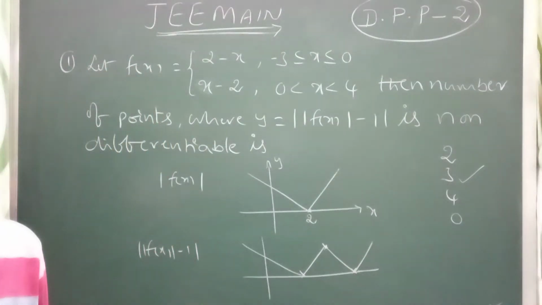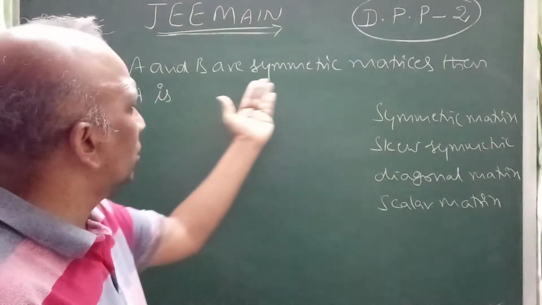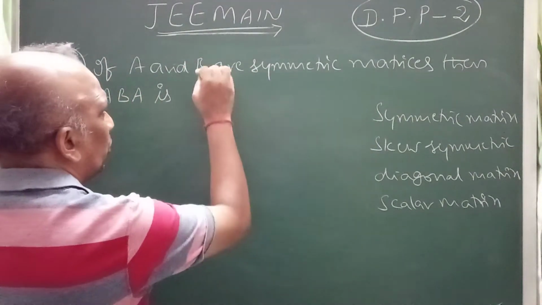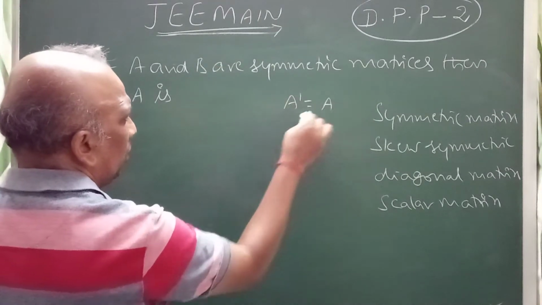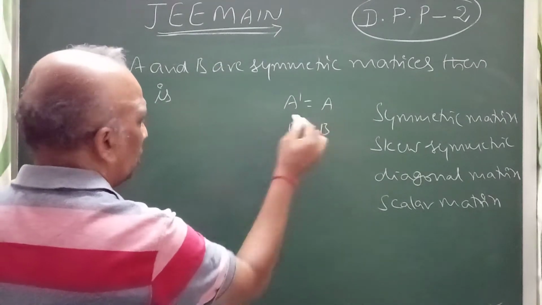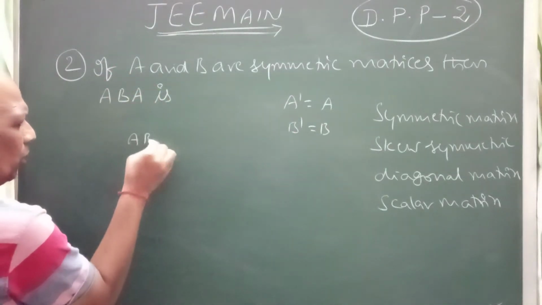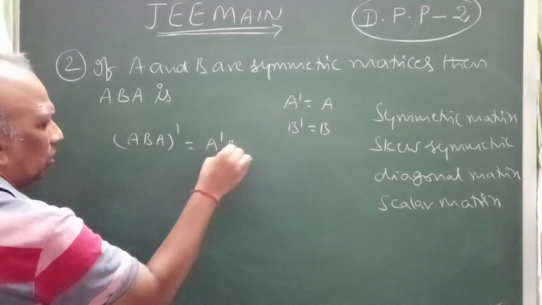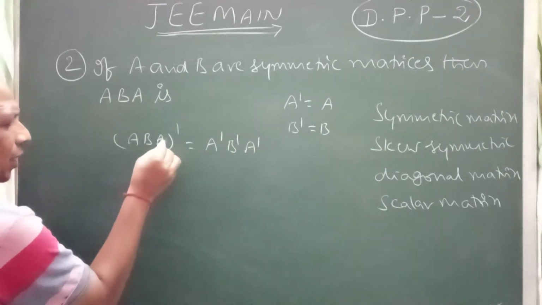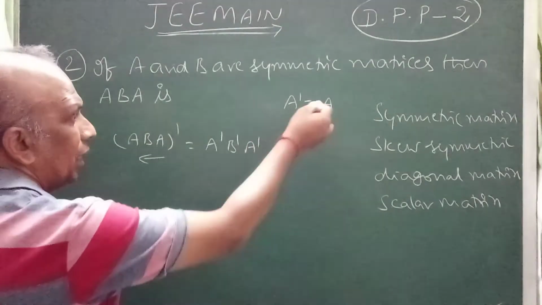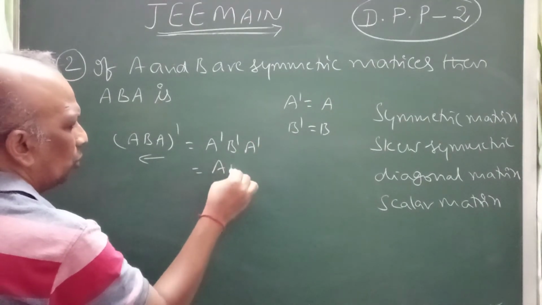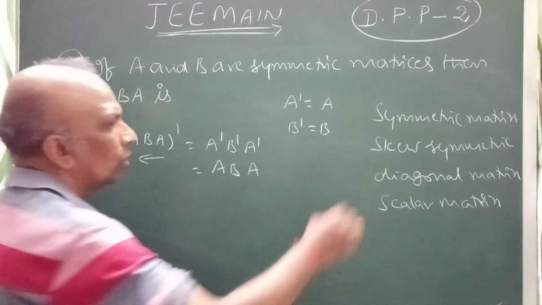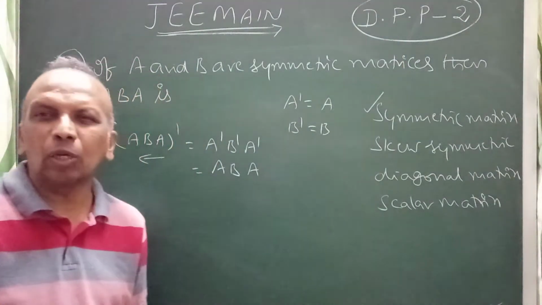Now we do the next problem. Here A and B are symmetric matrices, so we know that A transpose is equal to A and B transpose is equal to B. To decide about this, take ABA whole dash. Then we can write A dash, B dash, A dash, following the reversal law. But A dash is A, B dash is B, and A dash is A. We got ABA whole dash is equal to ABA. So ABA is also a symmetric matrix.